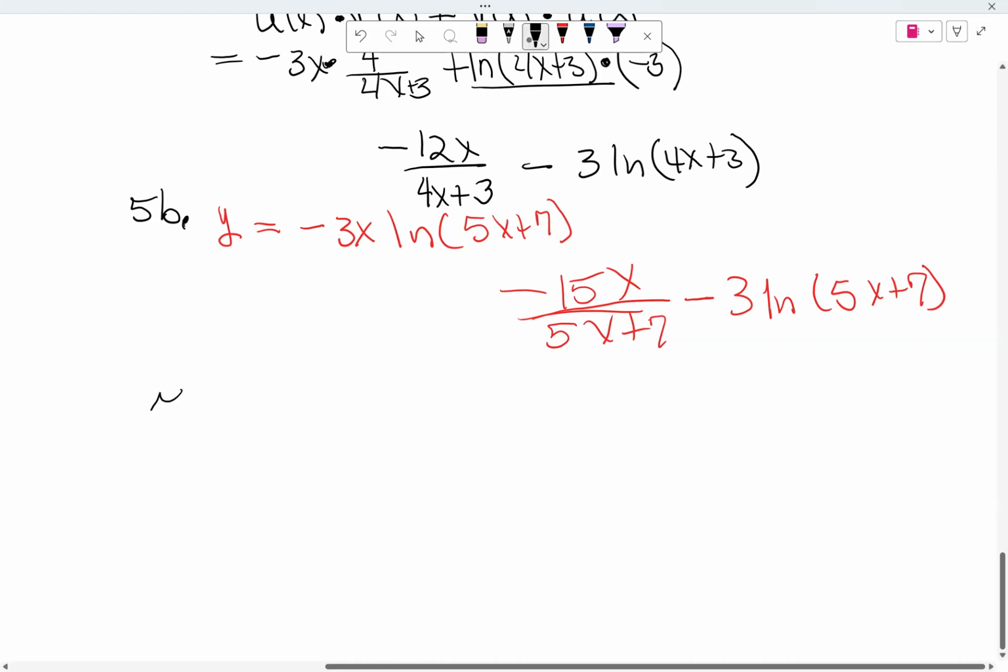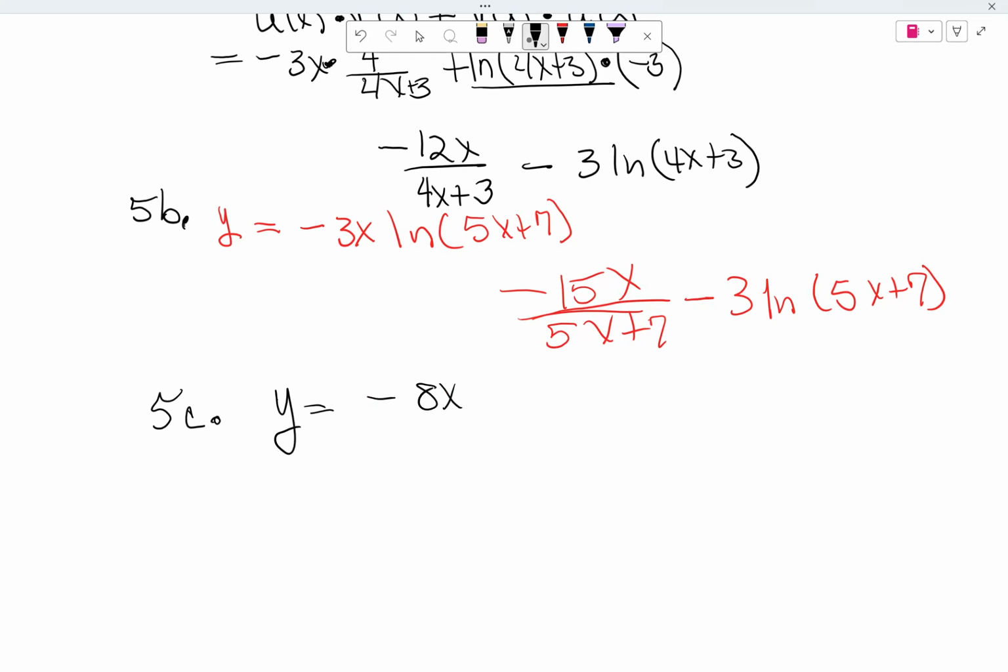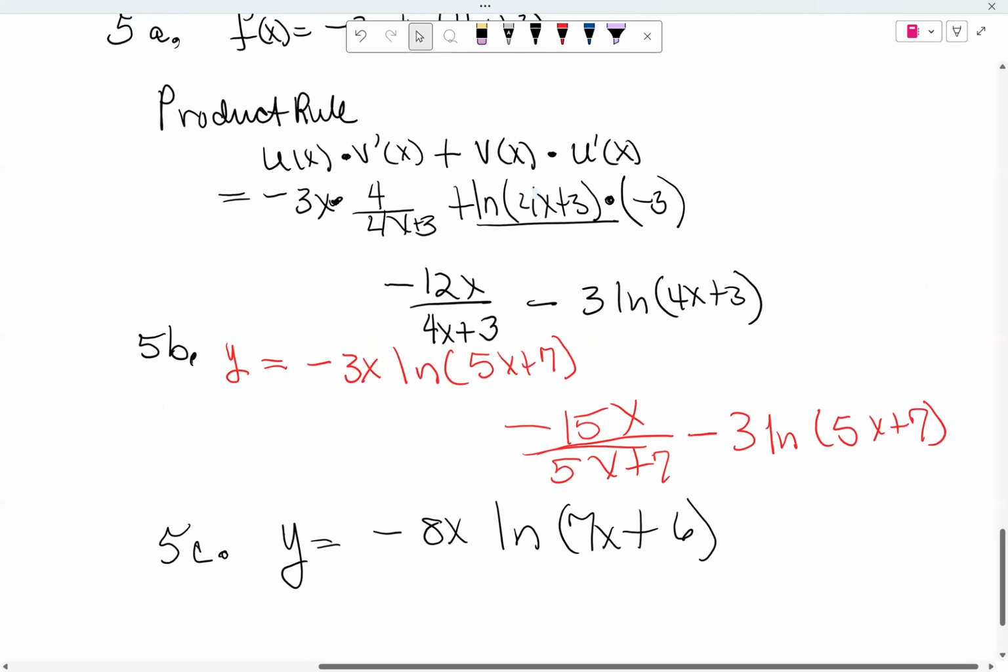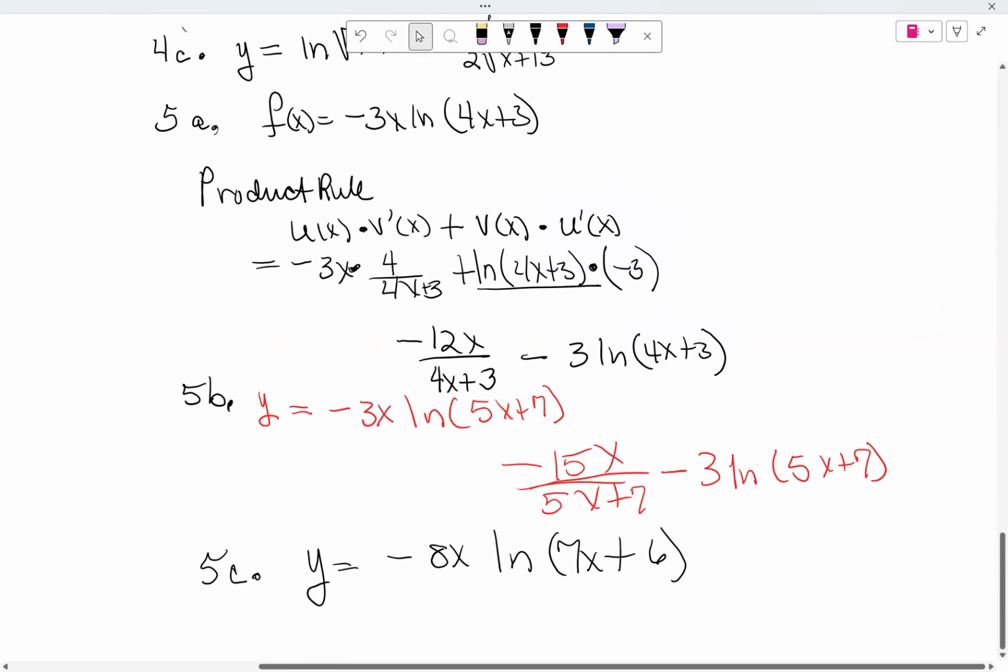All right, so let's call this example 5C. And I'm going to ask you, if I give you a function, call it y equals negative 8x, this is product rule again, natural log of 7x plus 6. Can you get me the first derivative? Now, if it helps you, I'll shrink this down so you can see the first one I did with you and go from there.